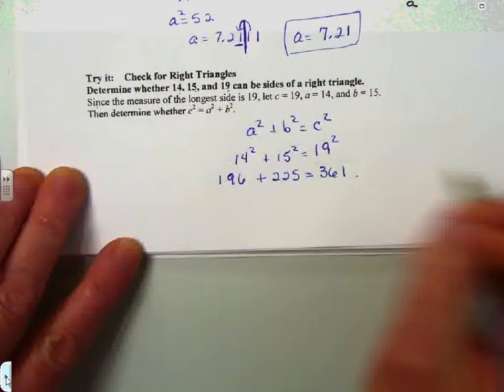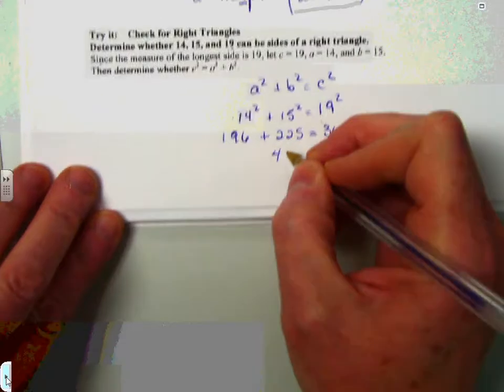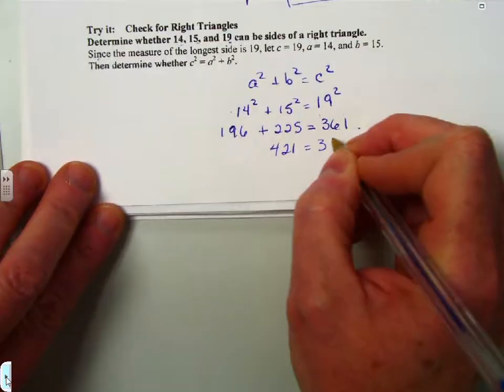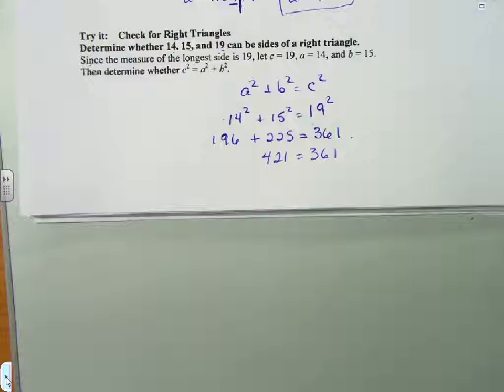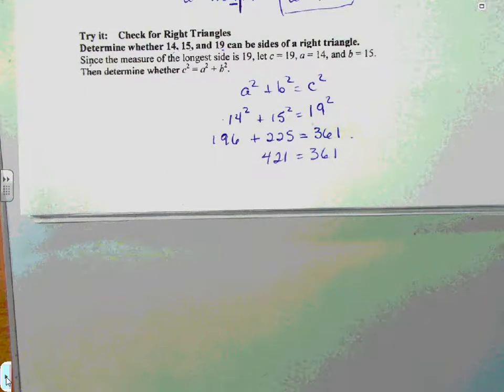Okay, so 196 plus 225. I have a feeling that's going to be a little bit big. All right, let's see. So I get 421. Did I do okay on my math? Yes. Cool. All right. So, based on the numbers and the results of these numbers, would you say that this is or isn't a right triangle?